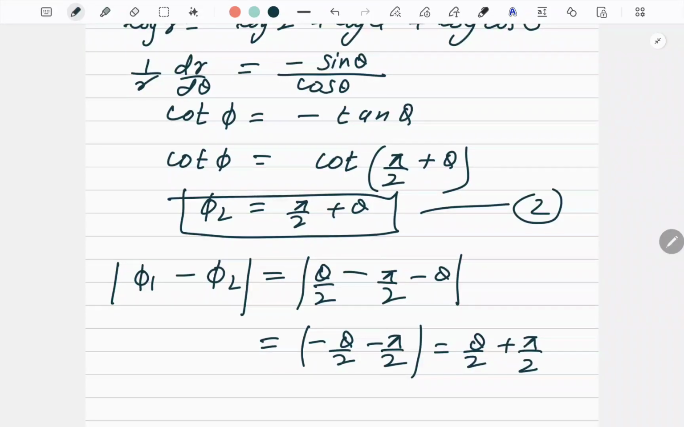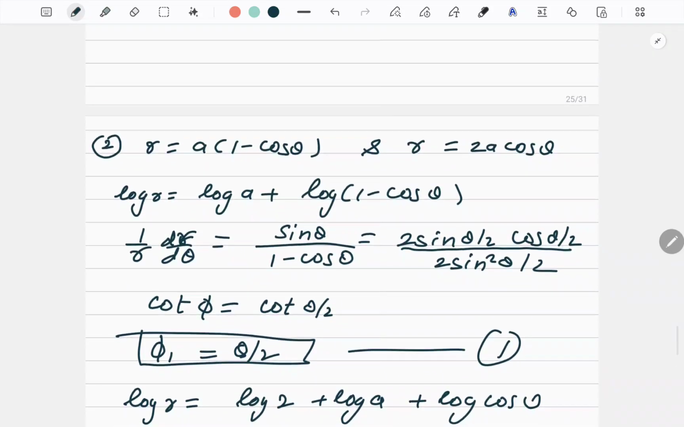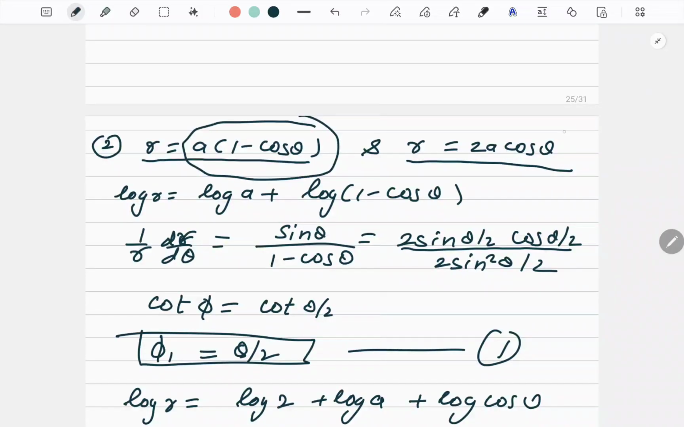But now I have a problem. What is my problem? This solution has theta in it, and I told you I don't want theta in it. So anytime theta is coming, I need to remove it. How will I remove it? By using the question. Look at the question again. Now see, r is equal to a times 1 minus cos theta, and r is equal to 2a cos theta. So one value of r is this, one value of r is this.